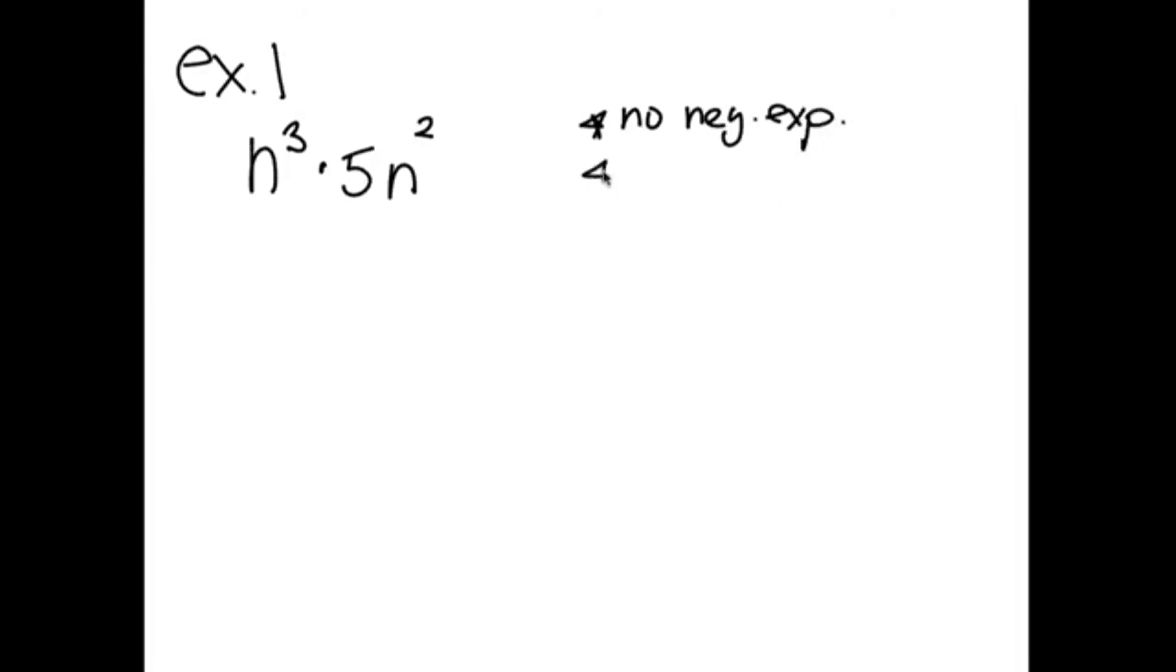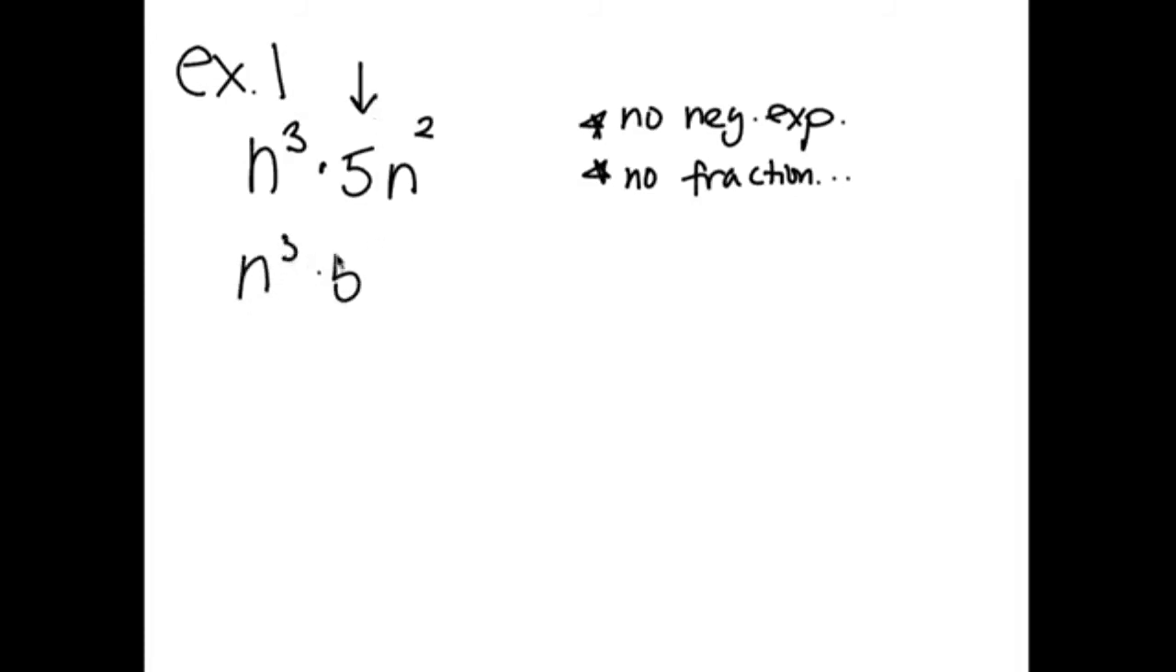So let's take a look at a first example. n to the third power times 5n to the second power. So the first thing we look for are negative exponents. We don't have any. Then we can see if there are any fraction situations to deal with. We don't have that either, so that's nice. So now we just simplify.